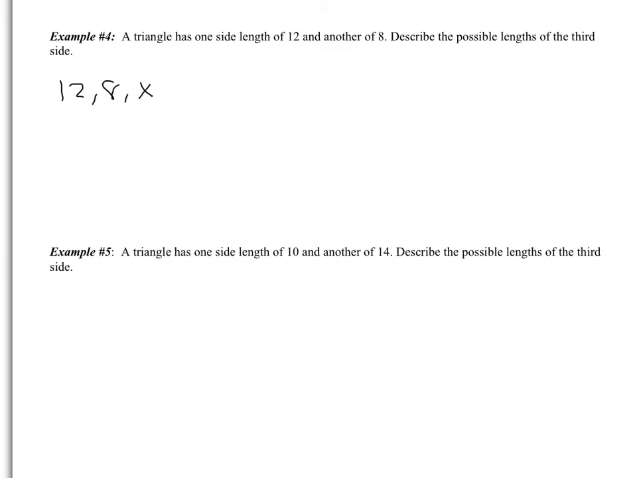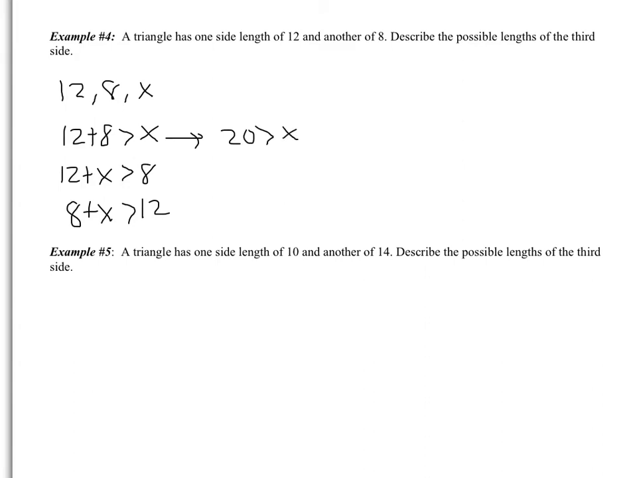of x. I know the sum of any two sides has to be greater than the third side. So I have 12 + 8 is greater than x. I have 12 + x is greater than 8. And I have 8 + x is greater than 12. Now if I solve all of these, here I have 20 is greater than x. Here I have x is greater than negative 4. And here I have x is greater than 4.